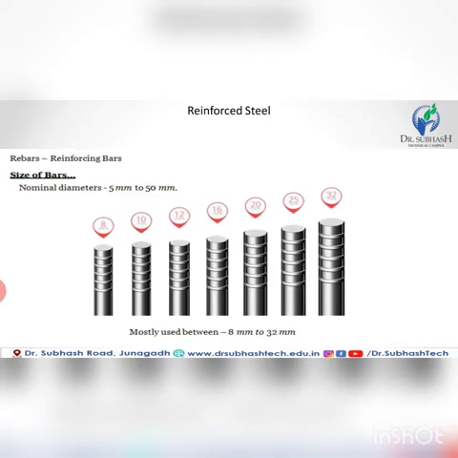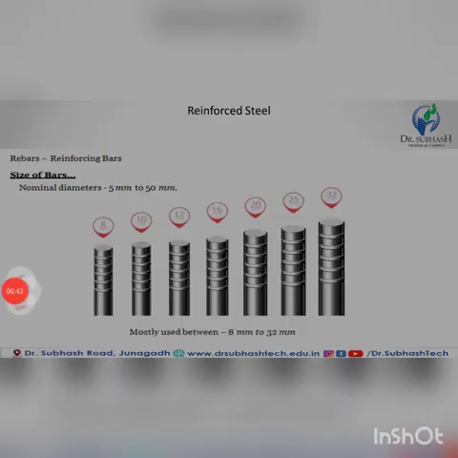Disadvantages of HYSD bar. First, it is less ductile than mild steel. Second, the low percentage of longitudinal steel reduces the capacity of the section in shear. With higher stress level, the deflection and crack of the member are large.